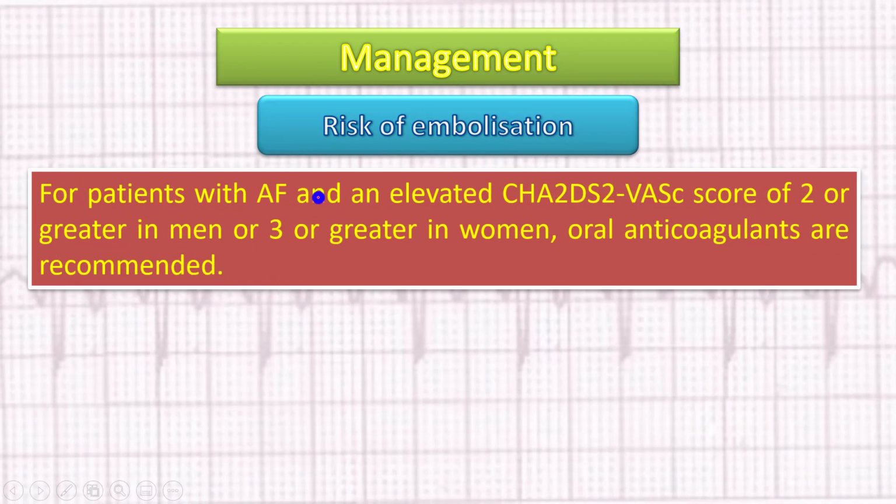For the patient with AF and an elevated CHA2DS2-VASc score of 2 or greater in men or 3 or greater in women, anticoagulation is recommended. I will give the patient this oral anticoagulation for life, even if the AF is reverted back to sinus rhythm. Why? Because the risk of thromboembolism is very high in this category of patients if the AF recurs.